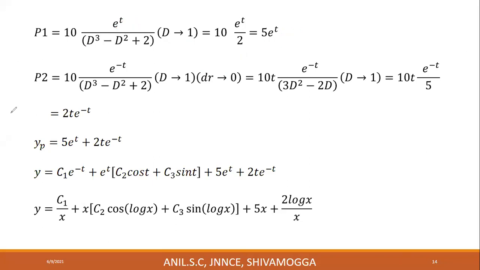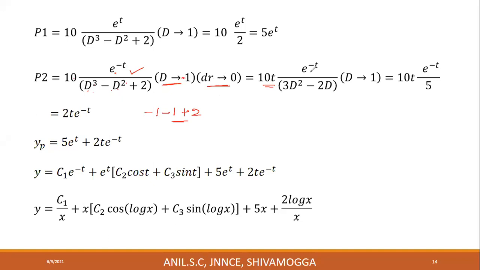Now we find P2. P2 is given by 10 into e power minus t divided by D cube minus D square plus 2. This is also a type 1 particular integral because this is an exponential term. Replace D by a. Here a is minus 1, therefore replace D by minus 1. What will be the denominator? Minus 1 whole cube is minus 1. Minus 1 whole square is 1, plus 2. This is equal to 0. Denominator tends to 0. In such cases, multiply by t.